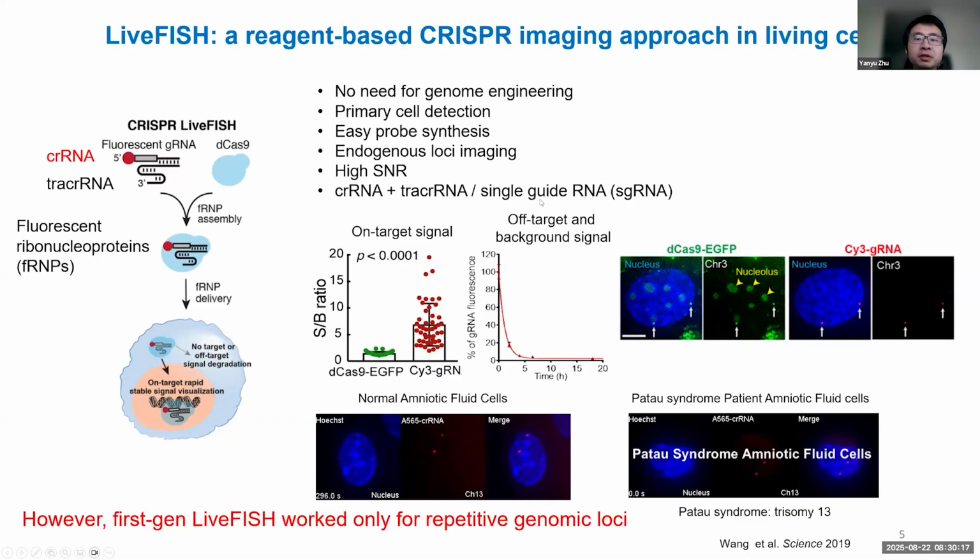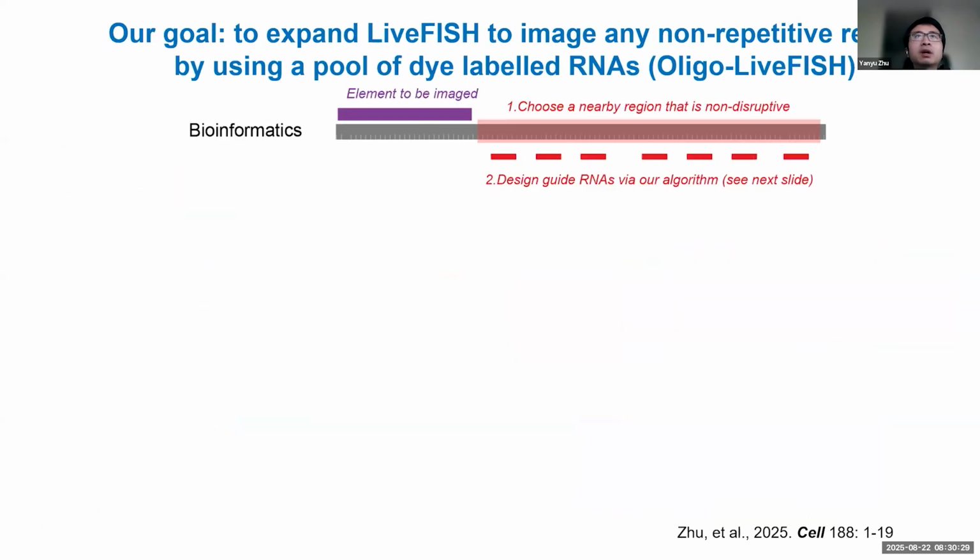However, the first generation of LiveFISH is limited to repetitive regions, which largely limits its capacity because most of the interesting genomic regions are non-repetitive. So here, our goal is to expand LiveFISH to image any region, including repetitive and non-repetitive regions, by using a pool of dye-labeled FRNPs.